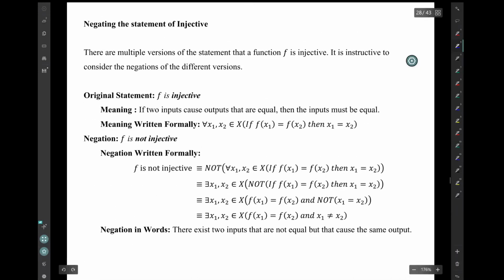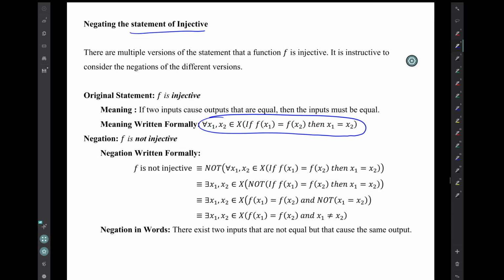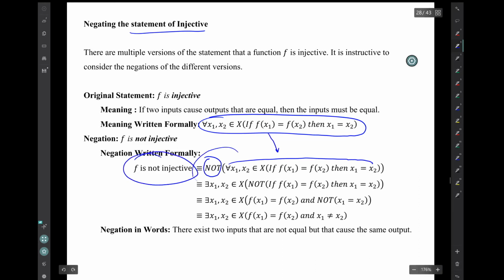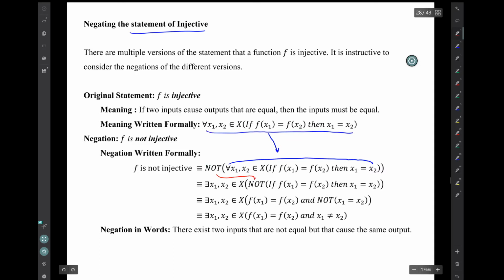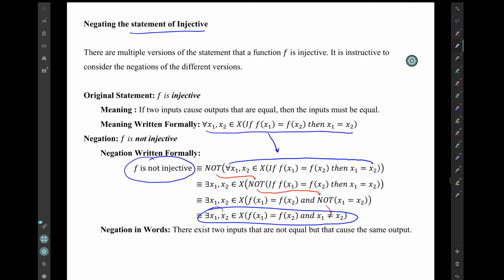Similarly, to find the negation of the statement of injective, we use this formal expression for injective. We put that whole formal expression here, and we park the not in front of it. So to say that F is not injective means not all this junk. And then we get to work moving the not to the right, one step at a time. And we end up with this. To say that F is not injective means there exist two inputs that are not equal, but that cause the same output.